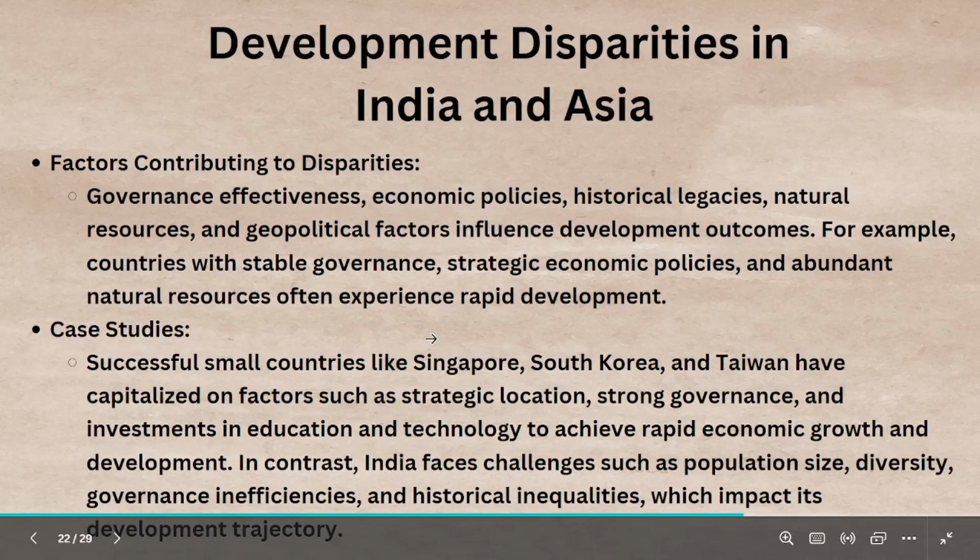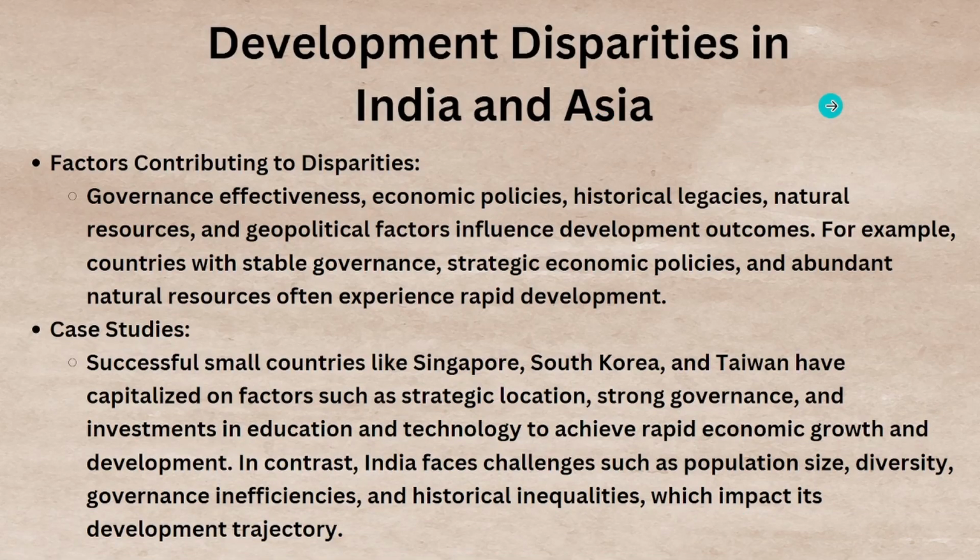So, development disparities in India and Asia. Let's compare ourselves with Asian countries, our neighboring countries, the countries in our continent. What has been our story and what has been their story? Some of the factors: governance effectiveness, economic policies, historical legacies, natural resources. All these influence development outcomes. Governance means how well the government is solving problems of people, how fast it is solving, how better it is solving.